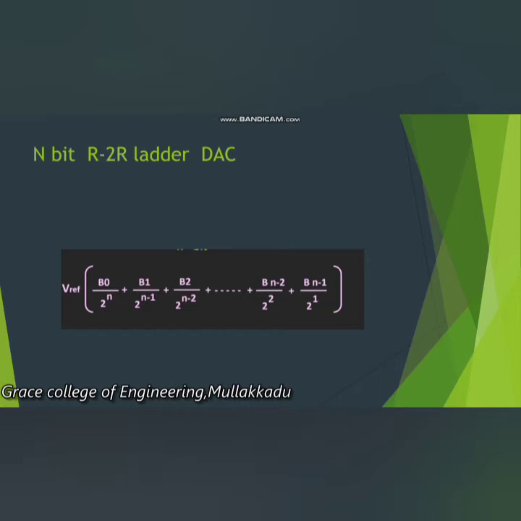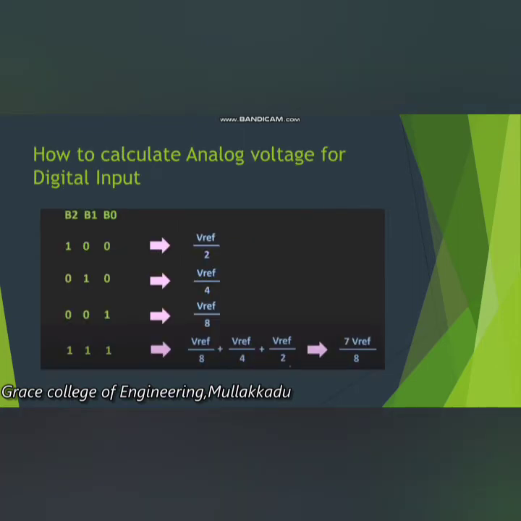B0, B1 and B2 are the values of the digital bit. It may be either 0 or 1. Similarly, we can compute the equivalent analog value for each digital value. See, here we have taken the 3 inputs as 1 0 0.